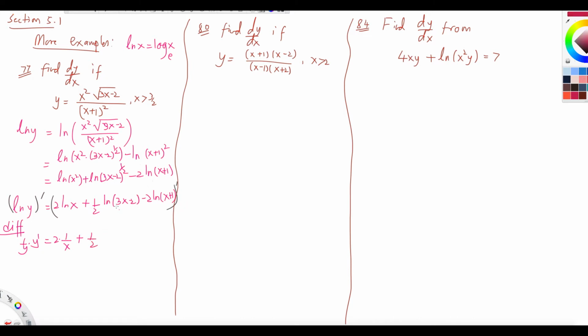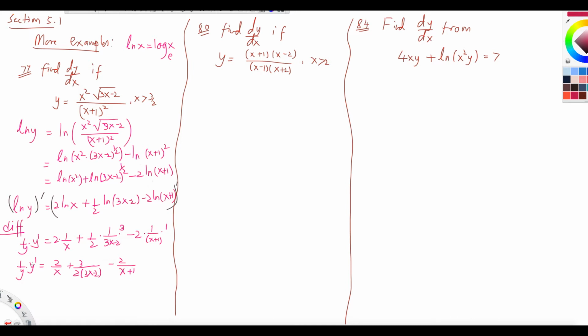And then plus 1/2, the natural log of this is like natural log of u, so 1 over u, that is 3x minus 2, times the derivative of u, which is 3. And then minus 2 times, again you can treat that as u, natural log of u, so 1 over (x plus 1) times the derivative, which is 1. See that? So you get 1 over y times y prime equals 2 over x plus 3 over 2(3x minus 2), and then minus 2 over (x plus 1).